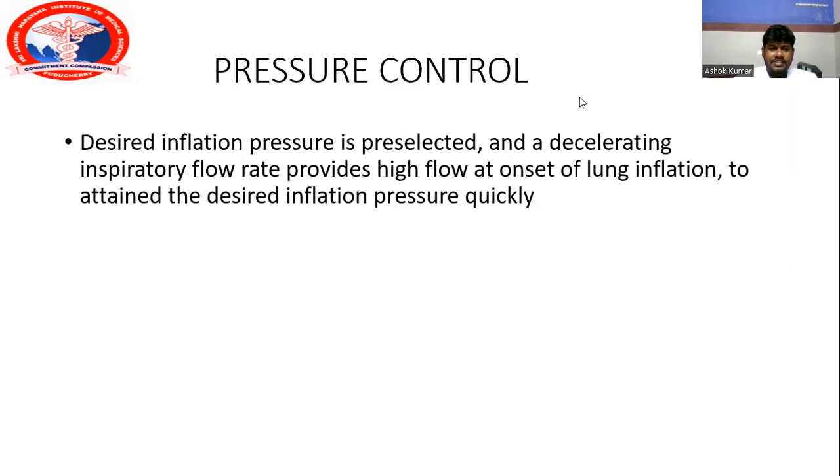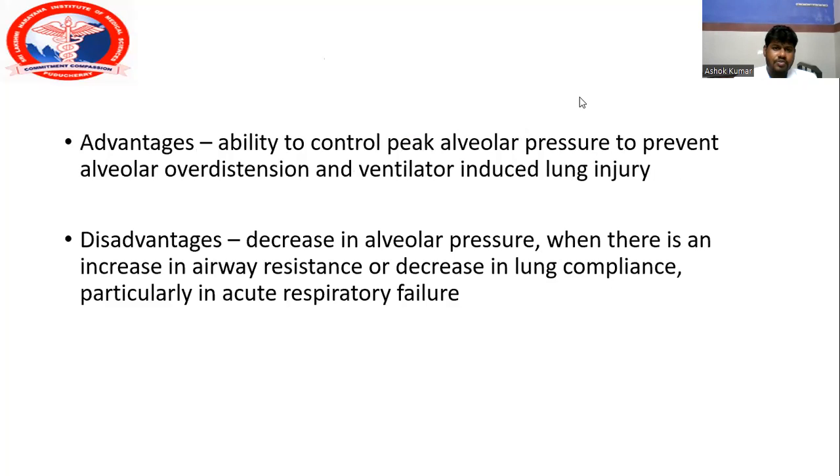Then proceed to the pressure control ventilation. Desired inflation pressure is pre-selected and decelerating inspiratory flow rates provide high flow at the onset of lung inflation to attain the desired inflation pressure quickly. In pressure control, the inflation pressure is pre-selected, and the inspiratory flow is high during early onset and progressively falls to zero.